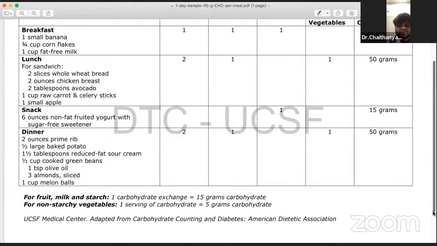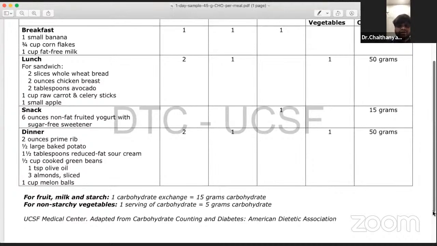So in the lunch, you have 2 slices of whole wheat bread, and you have 1 small apple that is equal to 15 grams, and you have 1 cup of raw carrot and celery sticks that is equal to 5 grams. So 15 plus 5, 20, and 2 slices of whole bread along with chicken breast and a tablespoon of avocado gives you 30. So total 50 grams.